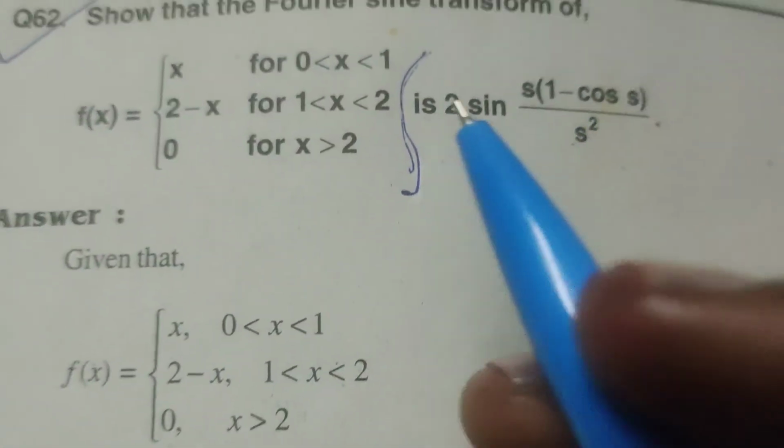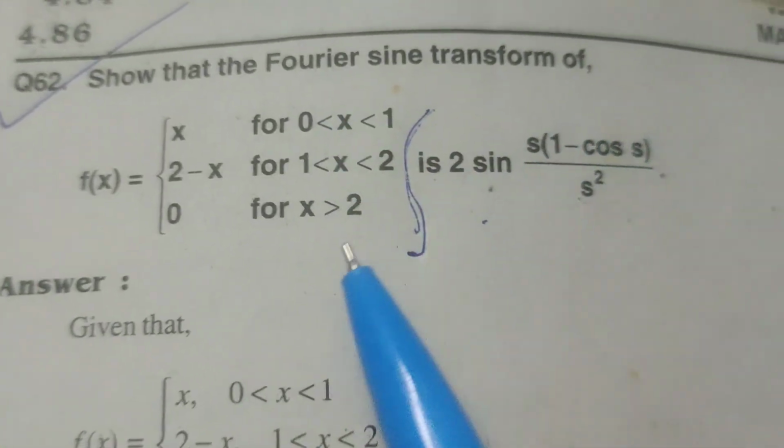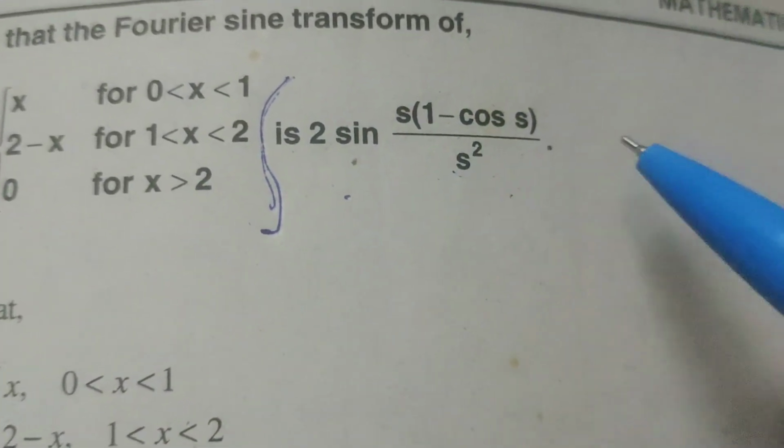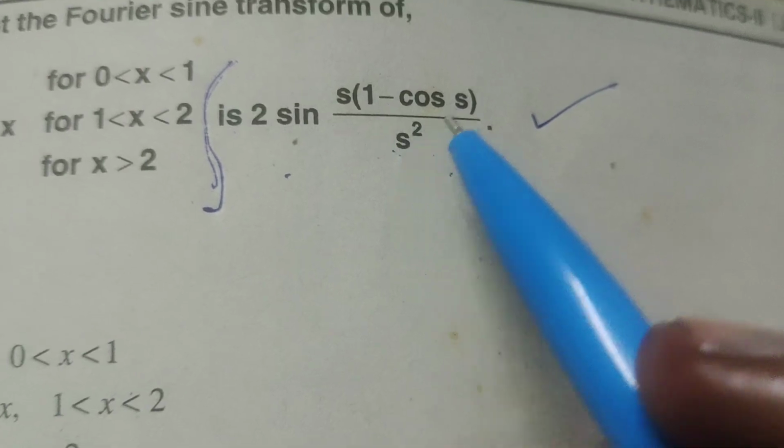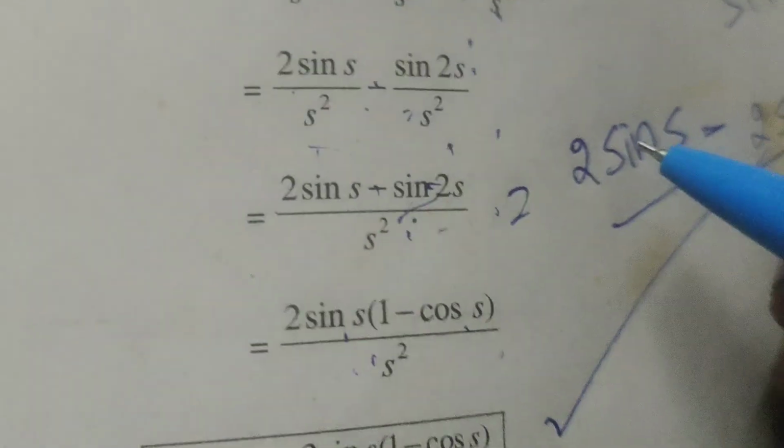The given problem, the Fourier sine transform of the function, is to find this value: 2 sin s into (1 minus cos s) by s square.